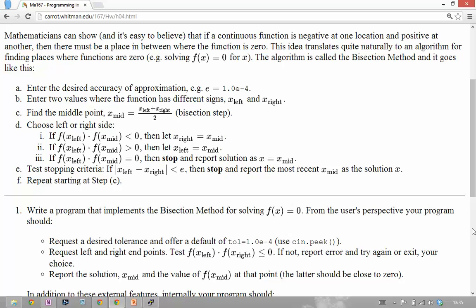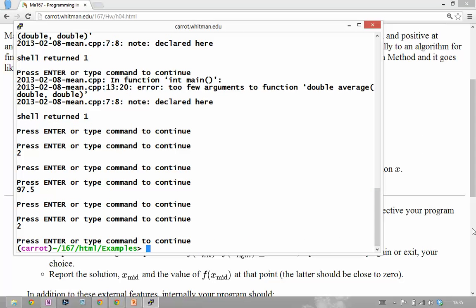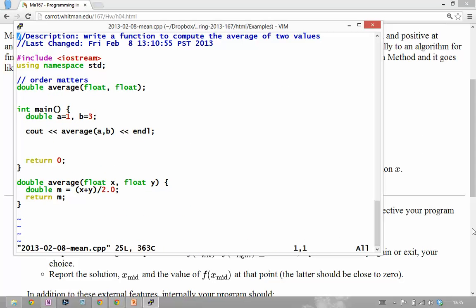Well, you might say, wait a minute, there's x mid there. Doesn't it need x mid? Does it need x mid from an external source? No, x mid is actually calculated from the given data, x left and x right. So x mid is what we'll call a local variable in the function. And I just showed you an example of a local variable. What's the local variable in the average function? M. It didn't come in from the list of arguments. It was declared inside the function, and then it was used as part of some intermediate calculation.